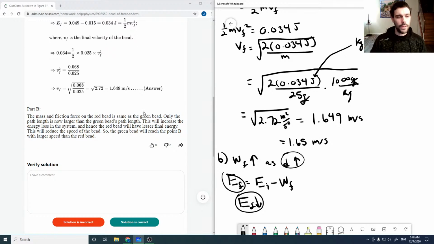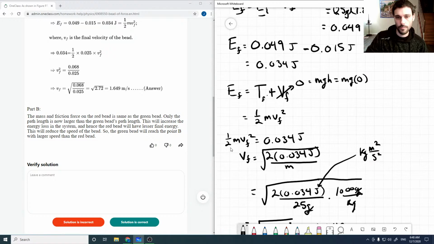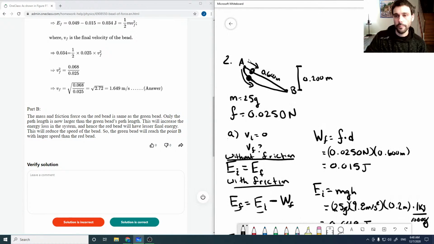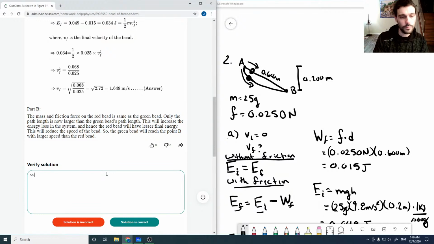And then, for part B, the mass and friction is the same. So the path length is now larger for the lower path, increasing the energy loss. So it reduces the speed of the lower bead, but which arrives first is hard to say. I presume the top path should arrive faster. So I presume the top path should be faster. So let's say the solution is correct.